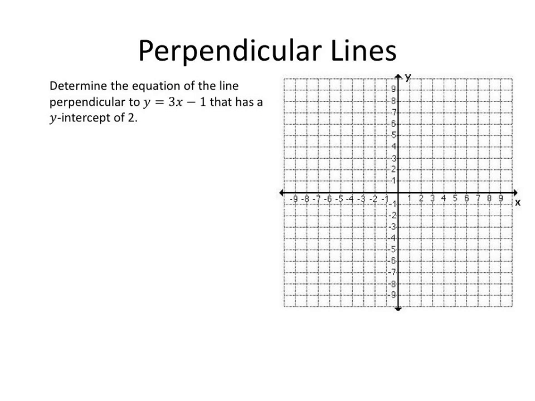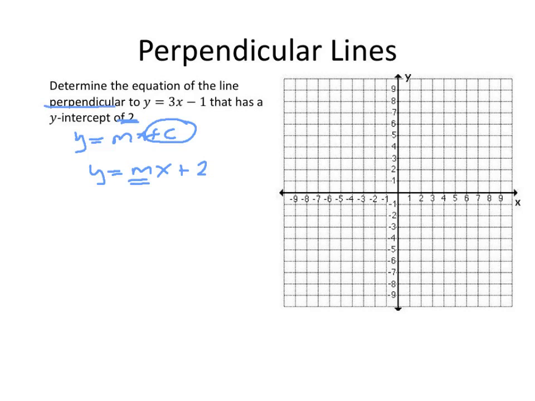Knowing that, we can find the equation of a line that's perpendicular to y = 3x - 1 that has a y-intercept of 2, in the form y = mx + c. 2 is going to be our c value in this equation. So we've already got the c value: y = mx + 2. Now what I've got to find is this m value, this gradient.